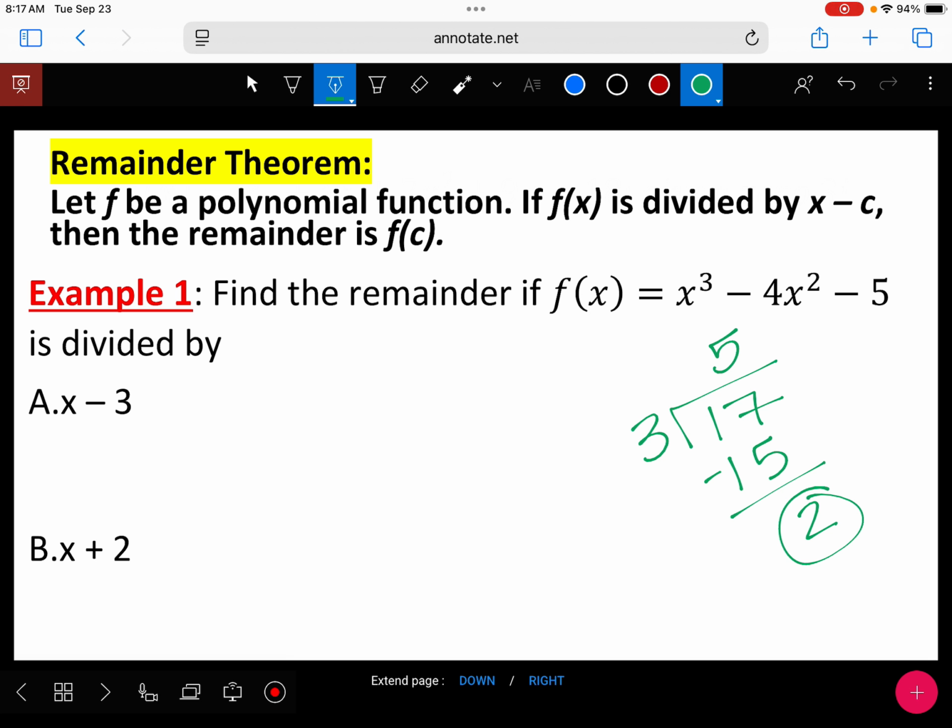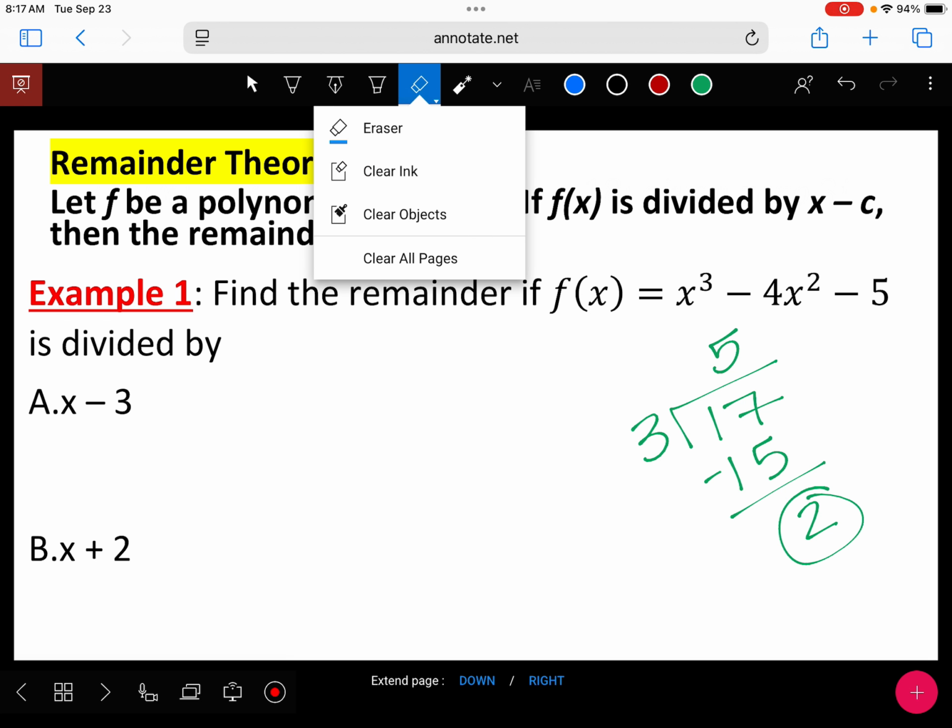So now we're trying to figure out, if I were to divide this function by these factors, what would be my remainder? It's called the remainder theorem. I'll give you a moment, and then we will work through those.